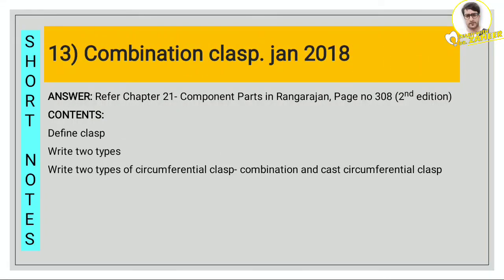Then combination clasp. For this you have to refer chapter 21, component parts, page number 308. First define what is clasp, write the 2 types of clasp, that is circumferential and bar clasp, and again classify the circumferential clasp, that is combination and cast circumferential, and write in detail about the combination clasp.